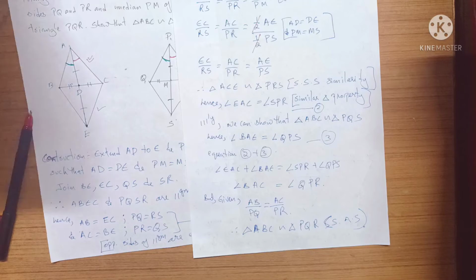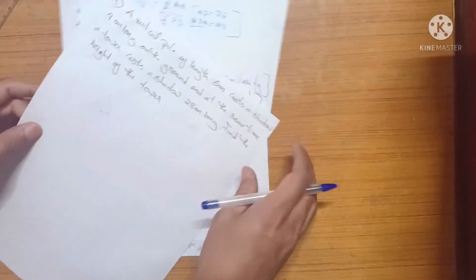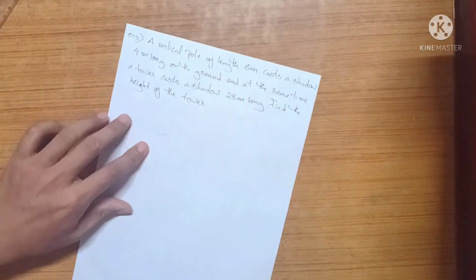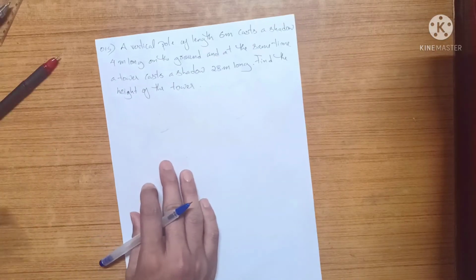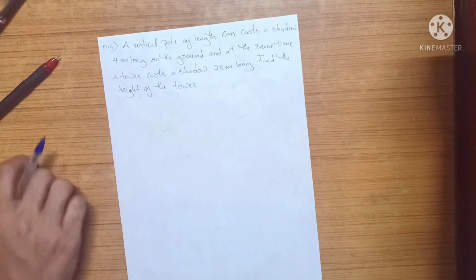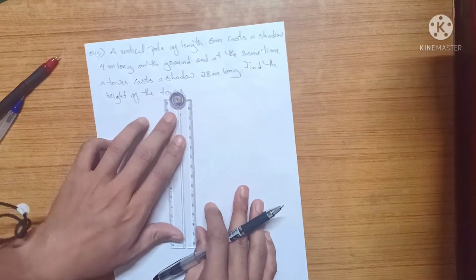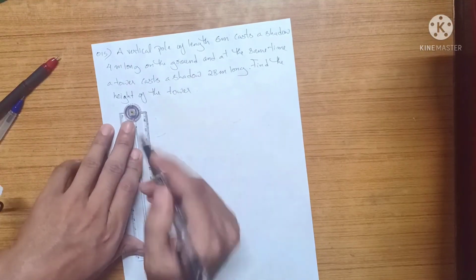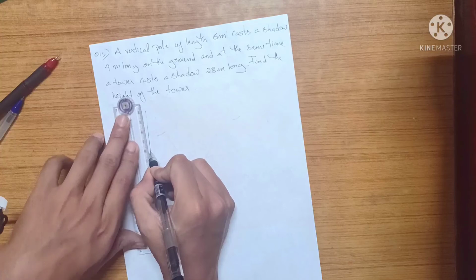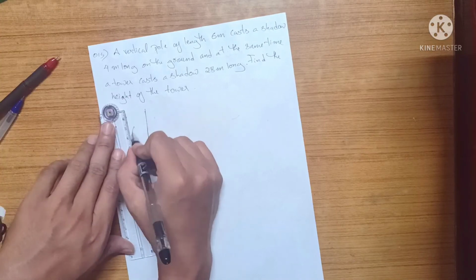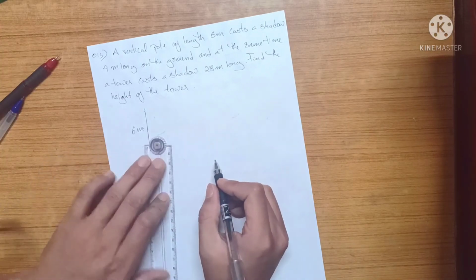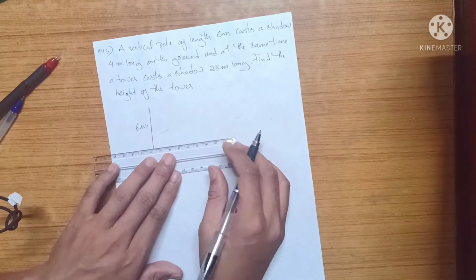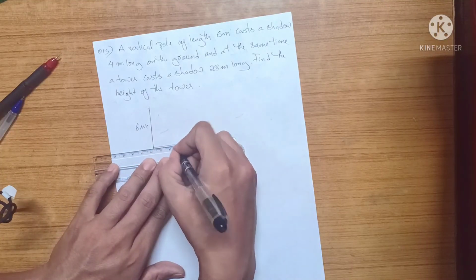Now let's do question number 15. This one is very easy. A vertical pole of length 6 meter. Let's draw it. A vertical pole of length 6 meter casts a shadow of 4 meter long. So there is a pole of 6 meter, and it's casting a shadow of 4 meter.